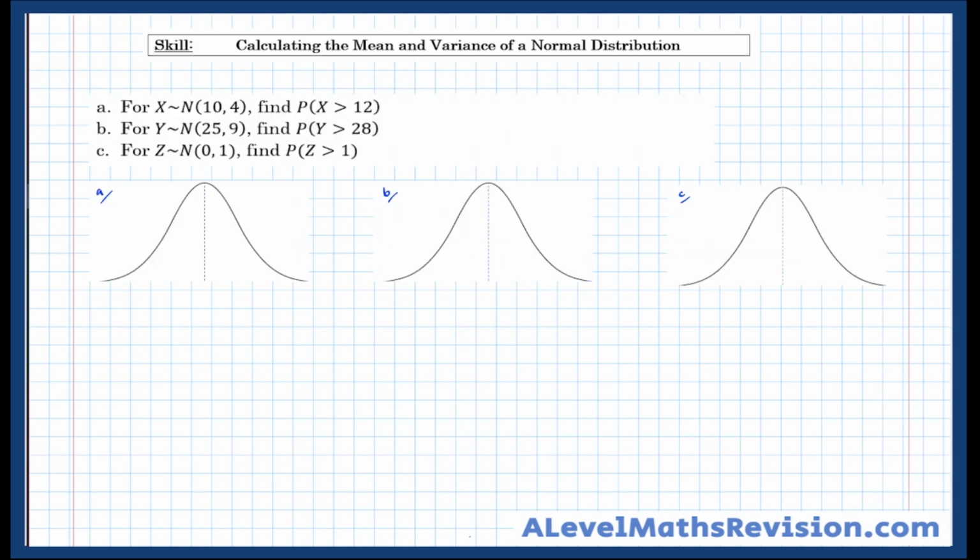To illustrate this concept, what I want you to do is pause the video and have a go at working out each of those three probabilities for those three different normal distributions. Pause the video, have a go, but I'll continue. So the first one, the mean is 10, so 10 is in the middle. And the standard deviation we're going to use is the square root of 4, which is 2.